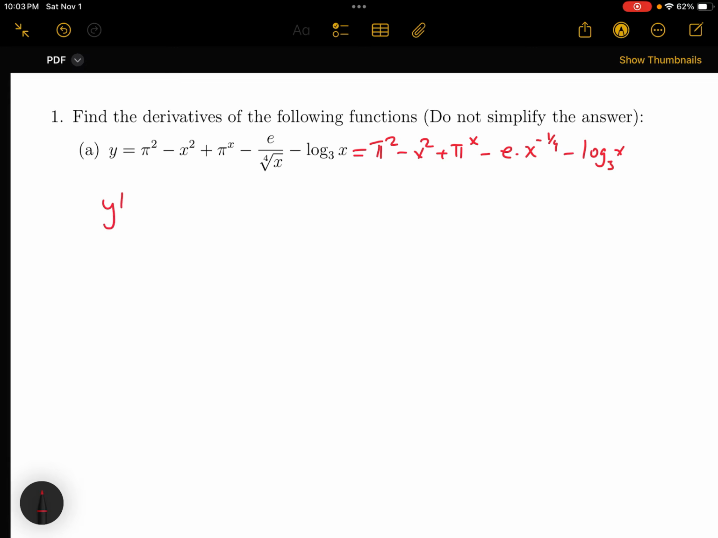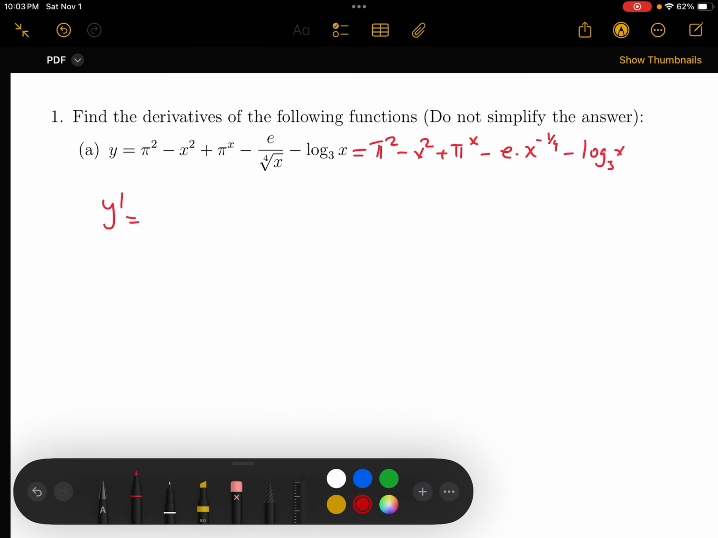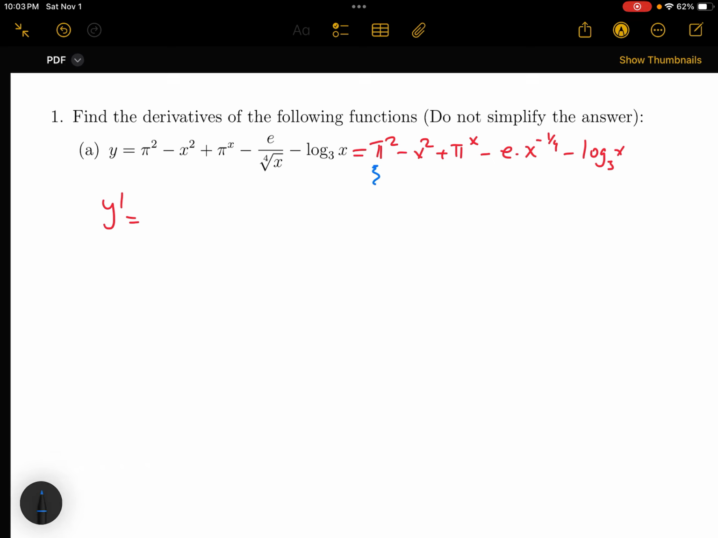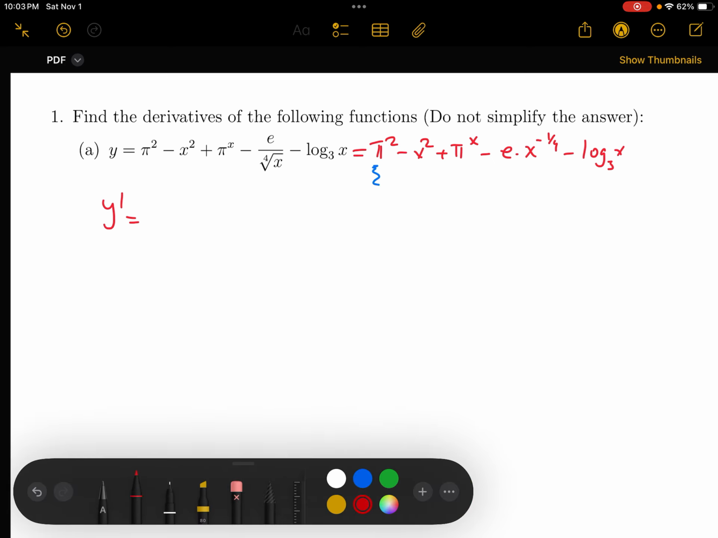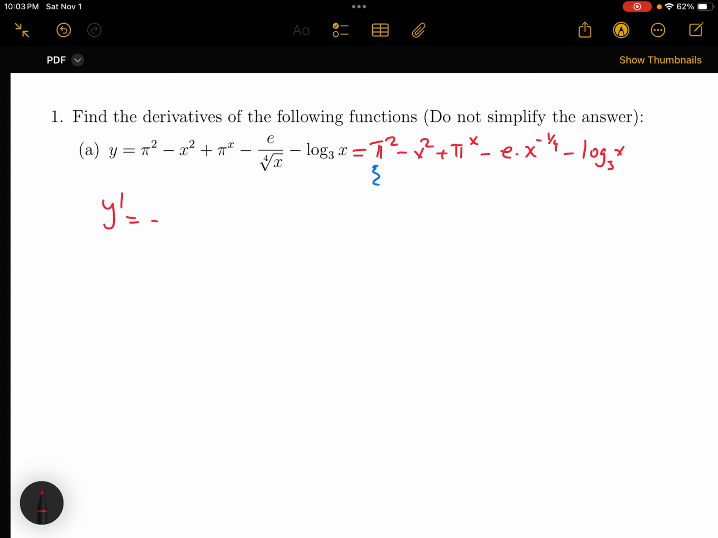Then y prime is going to be equal to, be careful about this one right here, the first term is just a constant and the derivative of a constant is 0, minus the derivative of x squared, which is just 2x, plus pi to the power of x ln of pi, plus 1/4 e x to the power negative 5/4 minus 1 over x ln of 3.